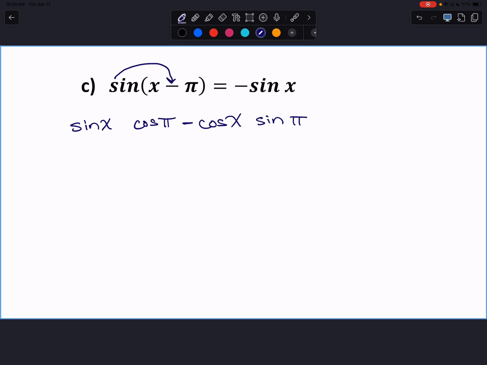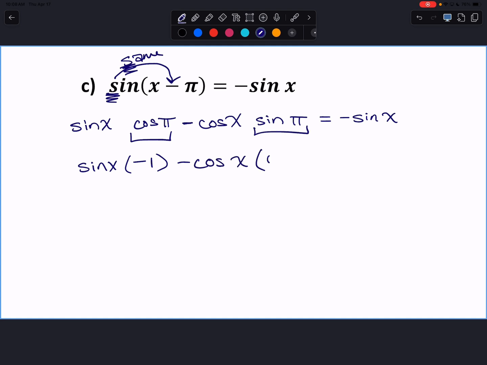Because sine is the same. Good. You got to keep it the same, okay? Whatever sign it is, you keep it the same. All right? And then what'd you do? For cosine of pi, you put -1, okay? And for sine of pi, you put 0, okay? Y'all agree with him? Okay, good.